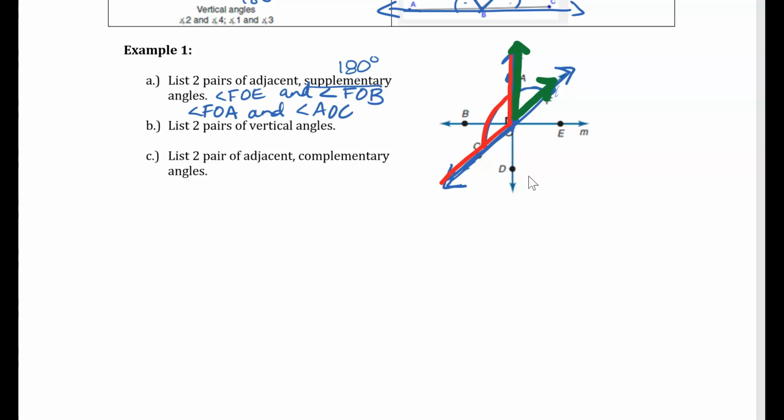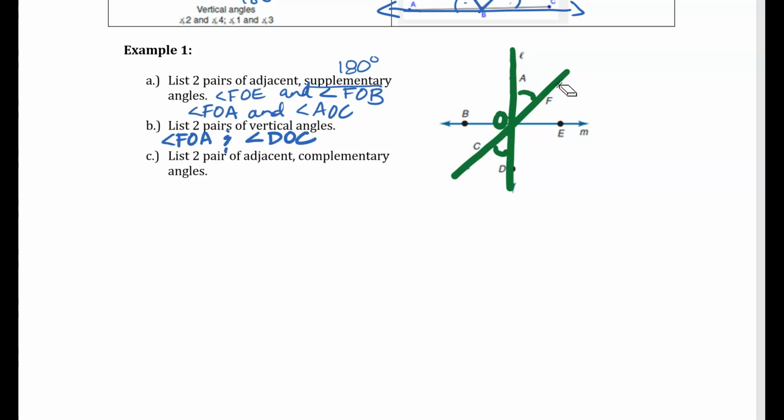The next part lists 2 pairs of vertical angles. We've got lots of options here, so you want to look for intersecting lines. You could just pick any 2 lines, maybe this one and this one, and then once you have those intersecting lines, find those vertical angles. Like this is one, and that's another, with point O in the middle. If I want to write down those angles, angle FOA would be 1, and then DOC would be 1 pair. And remember, when I'm naming angles, I could also say AOF instead of FOA. It doesn't have to be in that order.